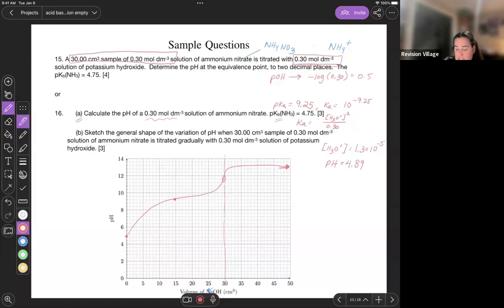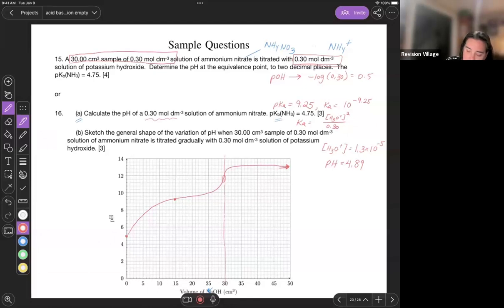This is a sketch of what the shape of the pH curve of ammonium nitrate would look like when titrated with potassium hydroxide. For question number 15, I'd like to figure out exactly where that equivalence point is. And that's a little bit more onerous. That's why it's worth 4 marks.